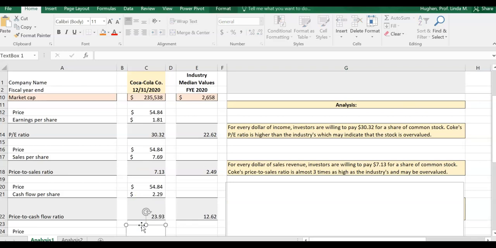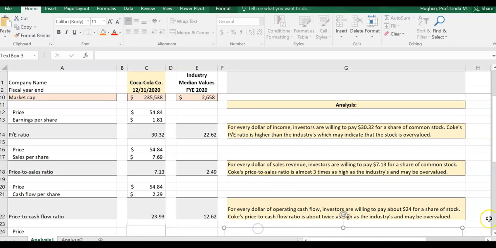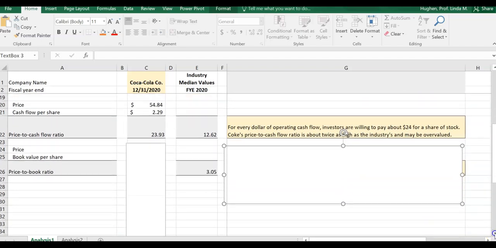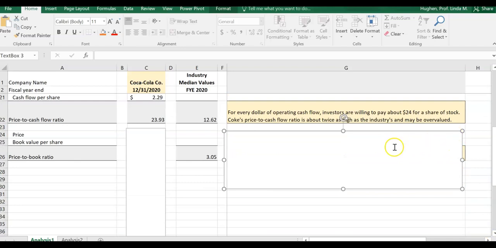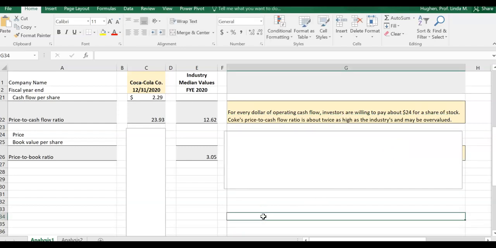I'm going to get, for Coca-Cola, a price to cash flow ratio of 23.93. Compare that to the industry's 12.62. And I said, for every dollar of operating cash flow, investors are willing to pay about $24 for a share of common stock. Coke's price to cash flow ratio is about twice as high as the industry's, so this may indicate that Coke's stock could be overvalued.